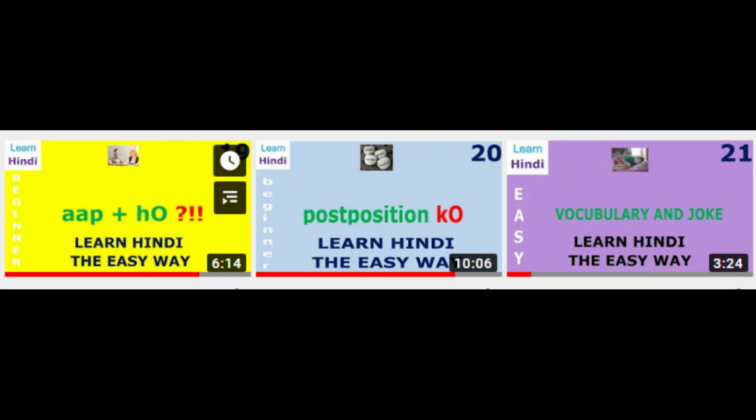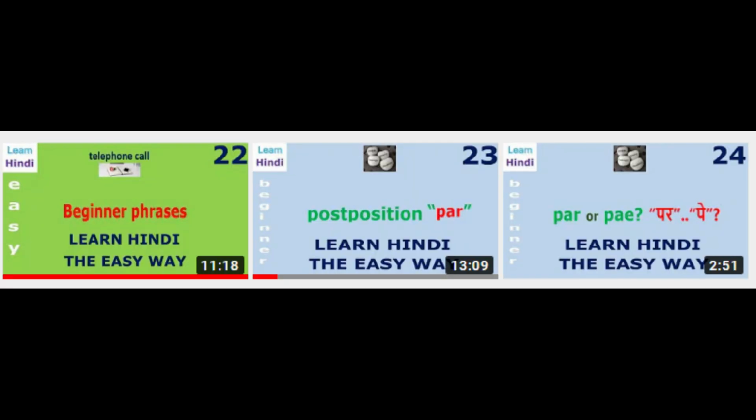The next one is postposition ko, vocabulary and joke. That is, you understand some vocabulary through a joke. That is one way of learning. That is lesson number 21. Beginner phrases, that is video number 22. Postposition par, that is video number 23. And then again, as I told you, it's par or pe. So again, a grammar thing. Should you use par or pe? Because people use both, and what one should use.